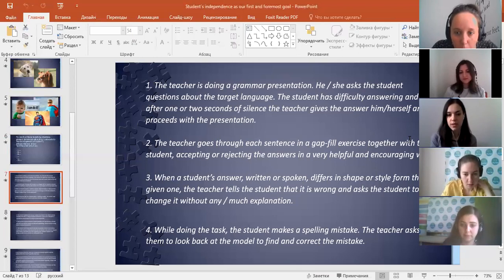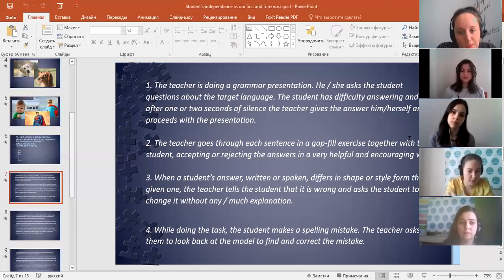Okay, and the first one is pretty good too. I think number 4 is quite good. Yeah, I agree. Again, it's the independence, and it's important here probably not to point to the mistake for the student, but exactly to ask him to find it, because it's also motivating.